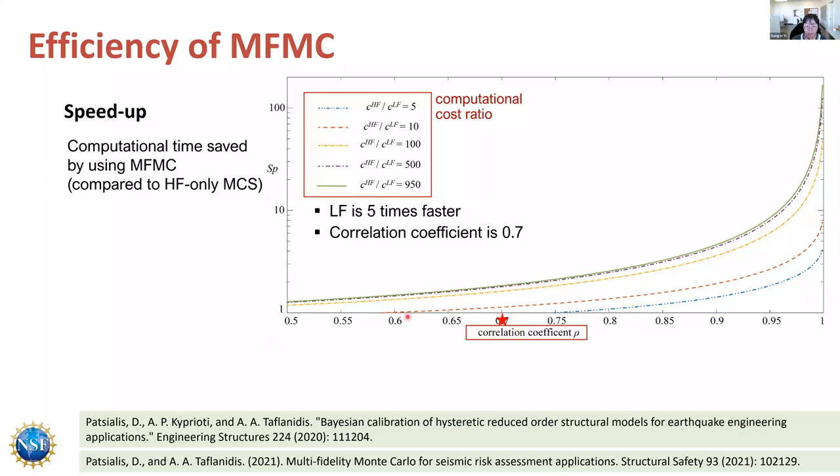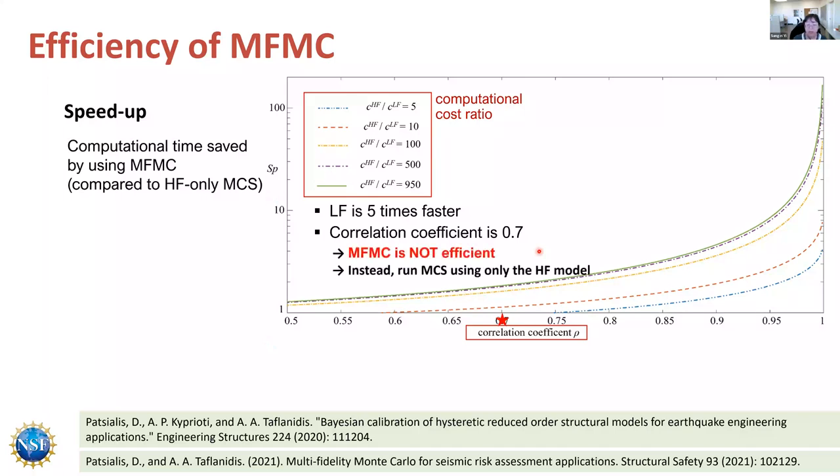So that means our speedup is below 1. That means we are not gaining anything by introducing the low fidelity model, but we are losing more by allocating our resources to simulate the low fidelity model. So if your low fidelity model is not of good quality, then it's better to just run the high fidelity Monte Carlo simulation and forget about the low fidelity model.